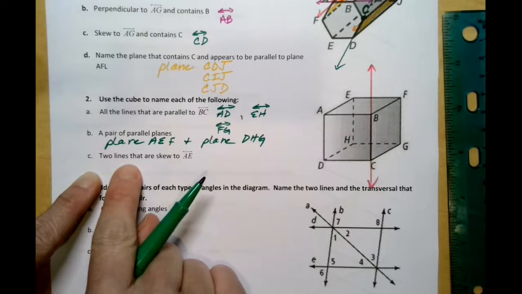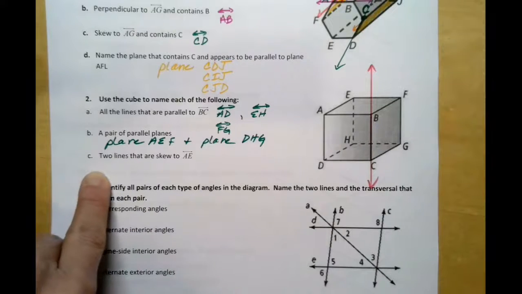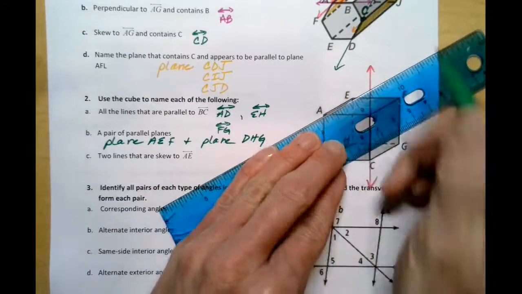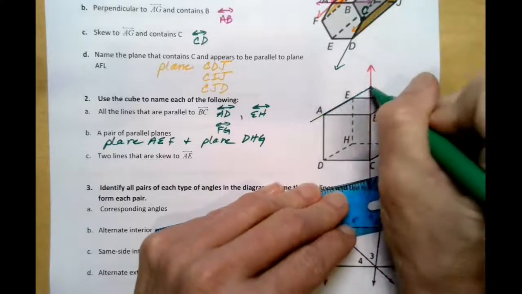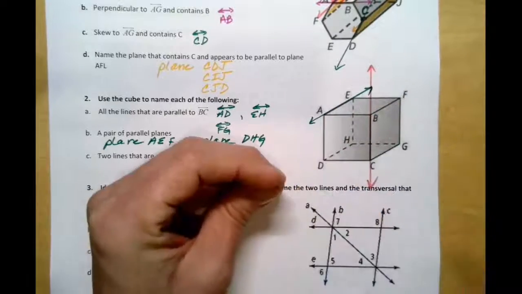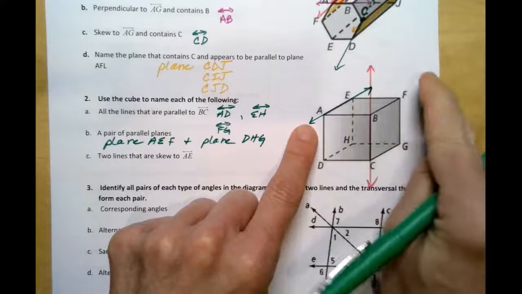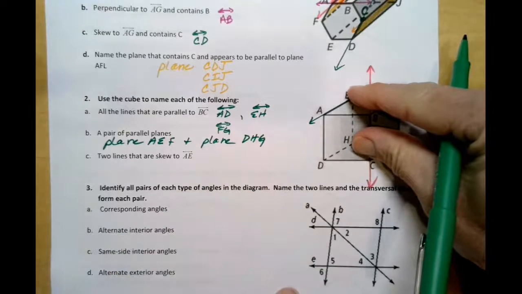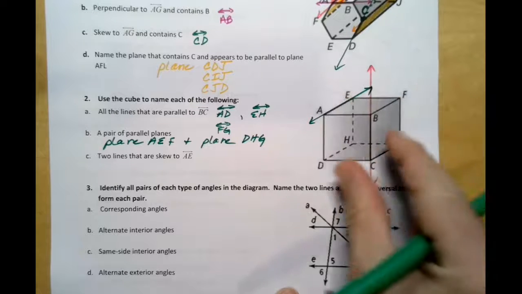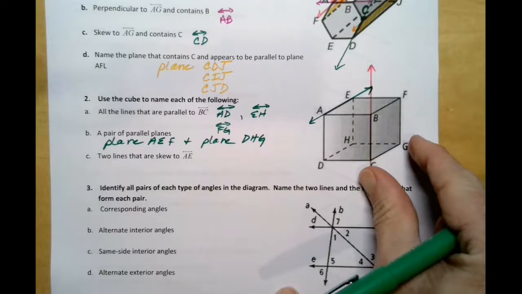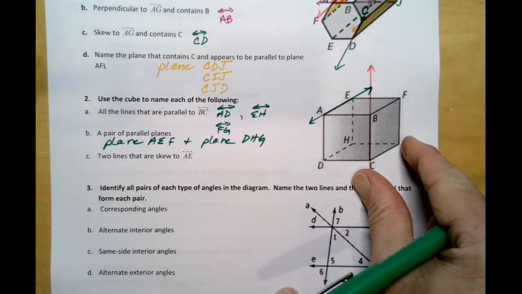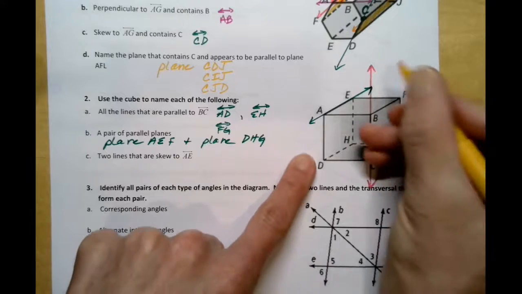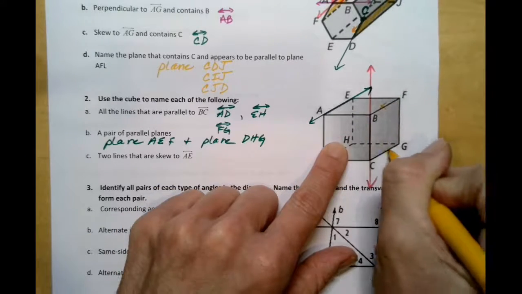2 lines that are skew to AE. All right, so when we look here, we want to find lines that are in a different plane and not intersecting or parallel. So here's AE. So BE is out, EH is out, AD is out, DH is out, and CG is out. So I want you to think about all those ones that we can't do. We'll go through them again. This is parallel. This one's parallel.